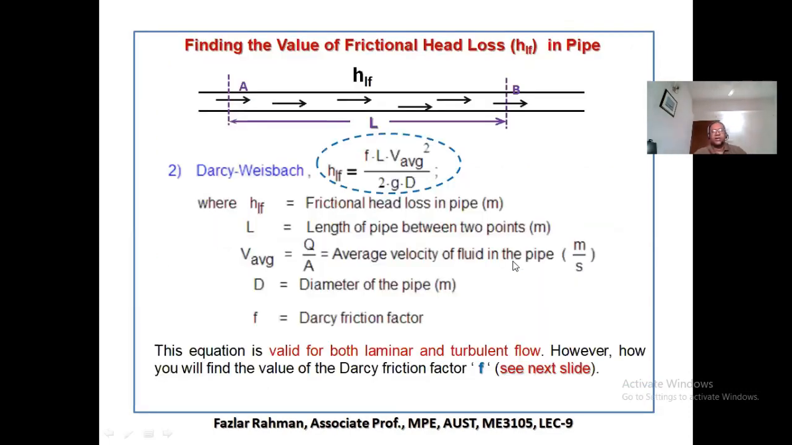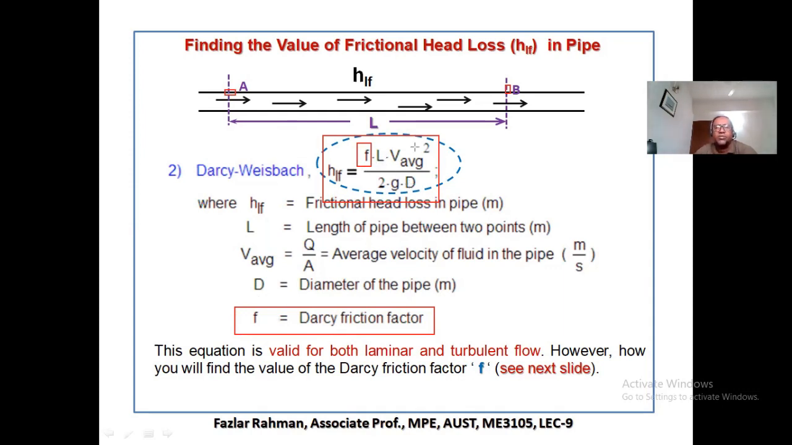Now what does Darcy-Weisbach's equation look like? So this is the Darcy-Weisbach's equation. They're showing it with the dotted line, this one. What is LF? Frictional loss between 2 points, point A and B, equal to F L V average square divided by 2 G D. What is the V average? I will explain it later on. So it uses a friction factor, F, that is called the Darcy friction factor. Then D, obviously diameter of the pipe. L is the length of the pipe between 2 points.